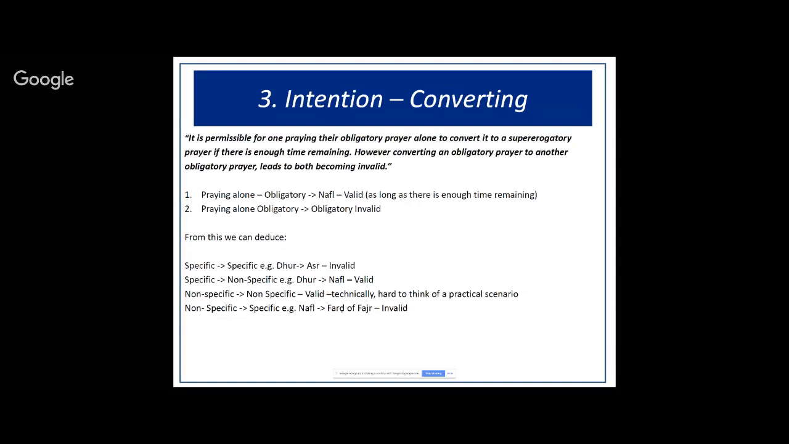And then the final option would be non-specific to a specific. So this would be you're praying just two rak'ahs for the sake of Allah, and you'll say, actually, I'm going to make these 2 rak'ahs of the sunnah before Fajr. You can't do that. The two non-specific units can't be transferred to 2 specific units of the sunnah prayer, and this would be invalid. And these are the class positions on these items.